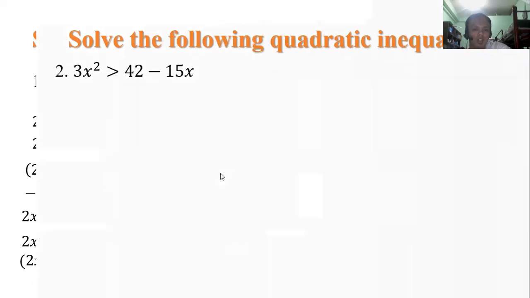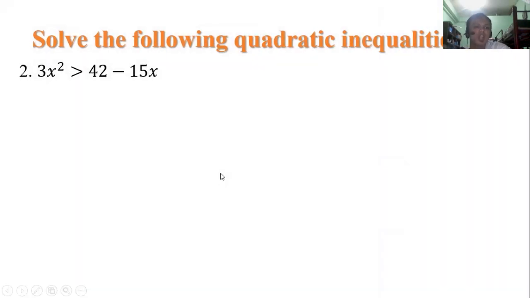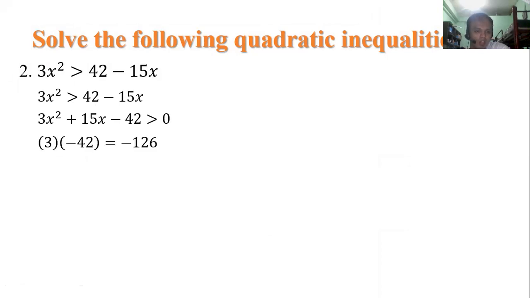Okay? Next, 3x squared greater than 42 minus 15x. Transpose natin itong 42 and negative 15 to the other side. Then we have 3x squared plus 15x minus 42 greater than 0. Okay, factors, no? I multiply muna natin to, no?